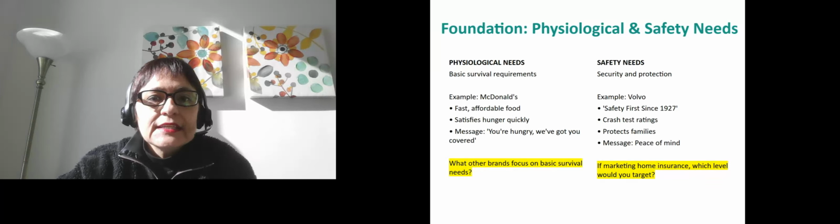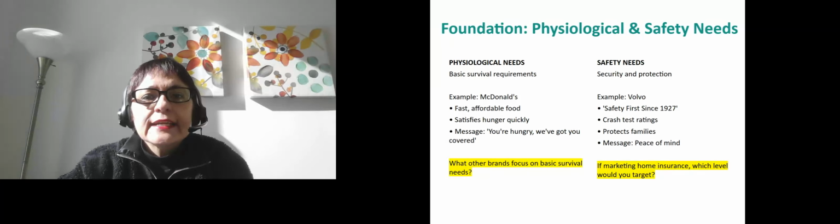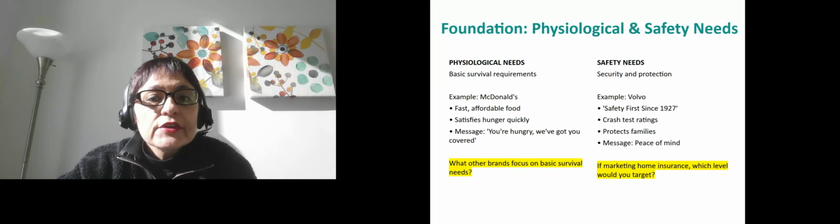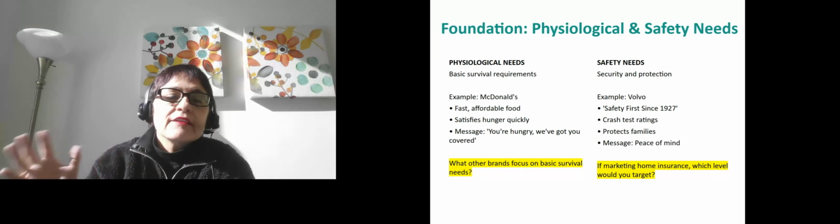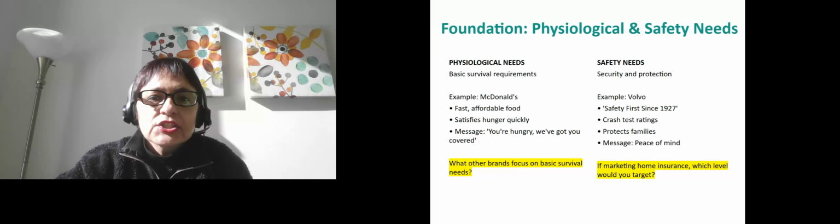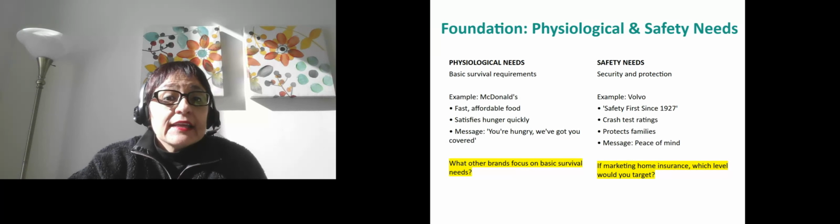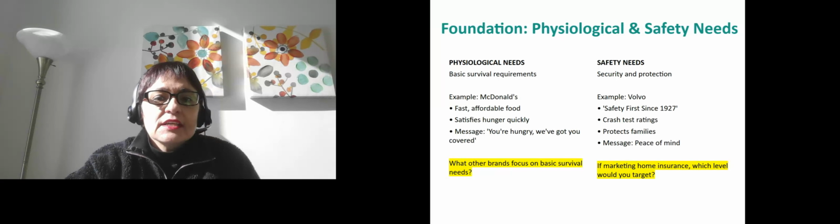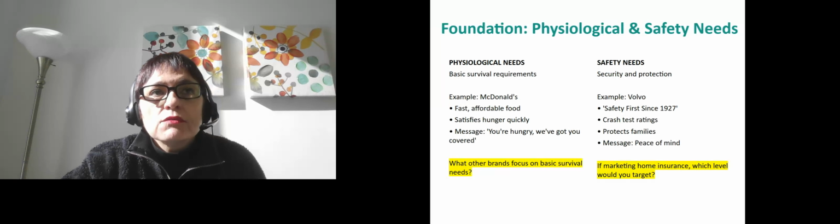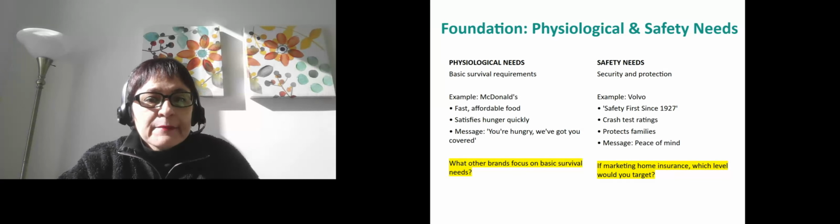Fulfilling safety needs: security, stability, protection from physical and emotional harm. One example I have for you is the brand Volvo, right? Their tagline is safety first since 1927. It emphasizes all the high ratings that they have on their crash testings. It highlights safety features and it targets families and cautious drivers. The message here is protect what matters most to you, your family, right?